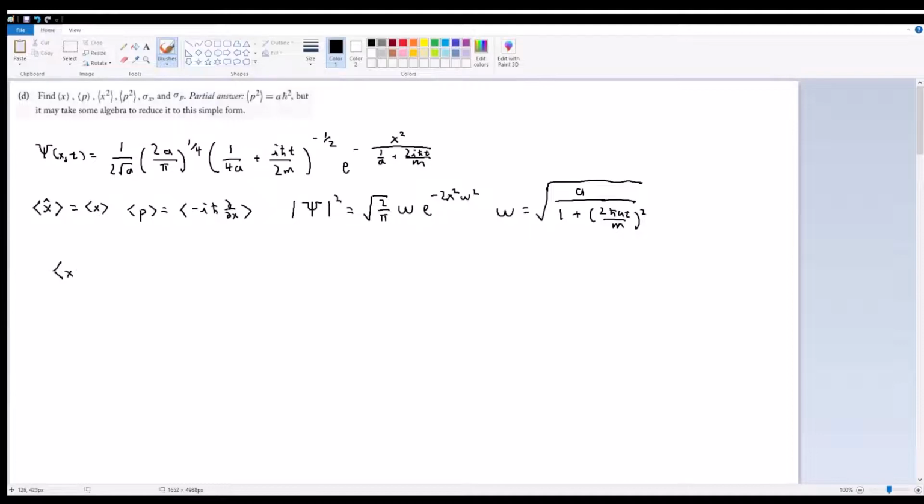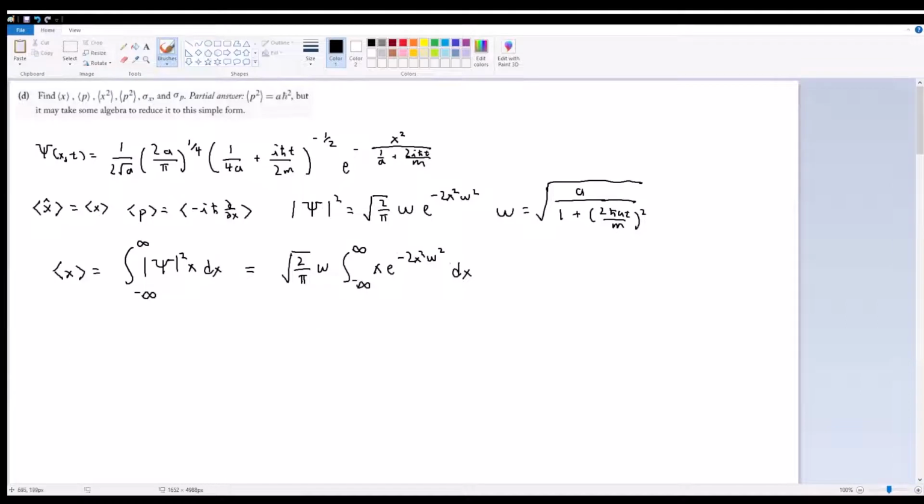So the expectation value of x is going to equal the integral of magnitude psi squared x dx, going from negative infinity to positive infinity. What we have here is square root of 2 over pi times omega, because omega has no x dependence, times the integral from negative infinity to infinity of x e to the negative 2x squared omega squared dx. Thankfully, this is the easiest one of the lot. E to the negative 2x squared, and I don't know what happened here, but my omega squared came down instead of being at the top, like it's supposed to be.